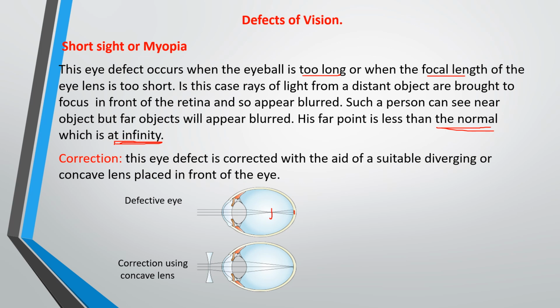So for this, you need a diverging lens to correct it, either a diverging or a concave lens. So this is the diverging lens or the concave lens used to correct this defect.